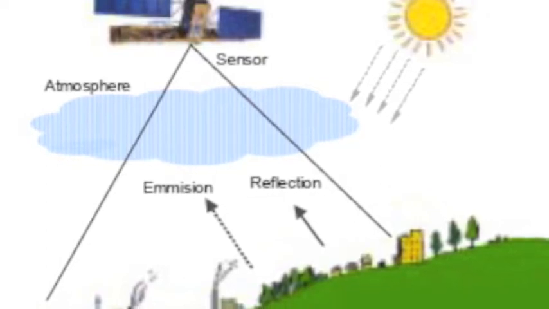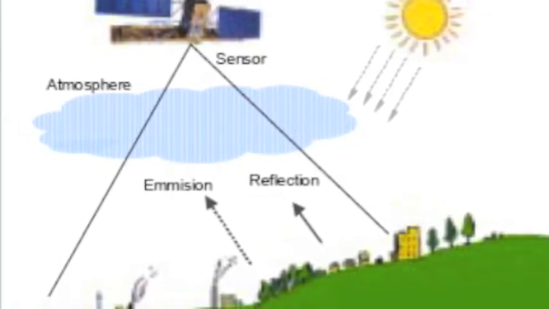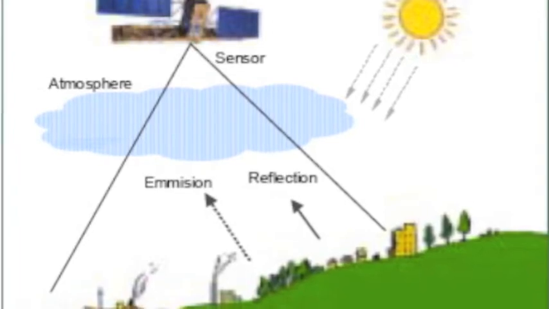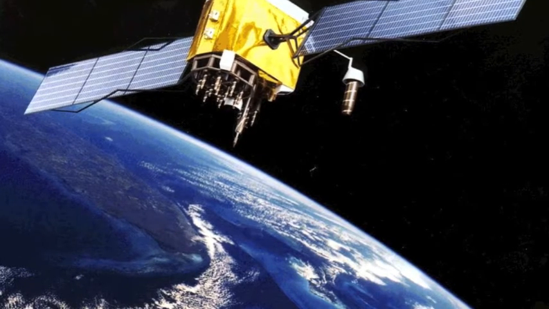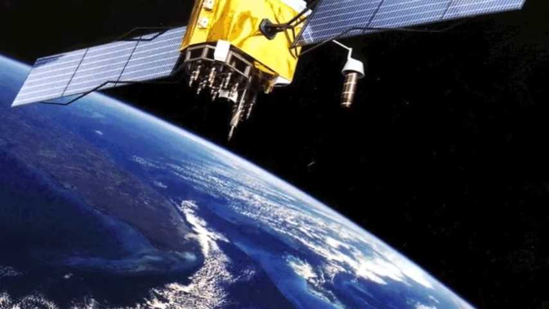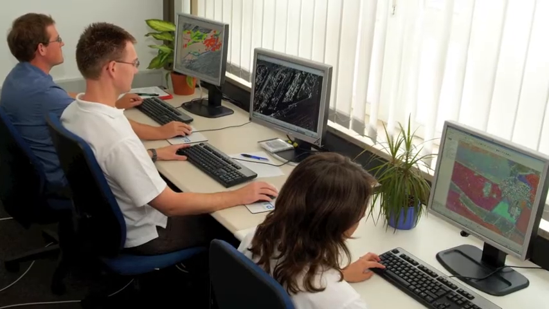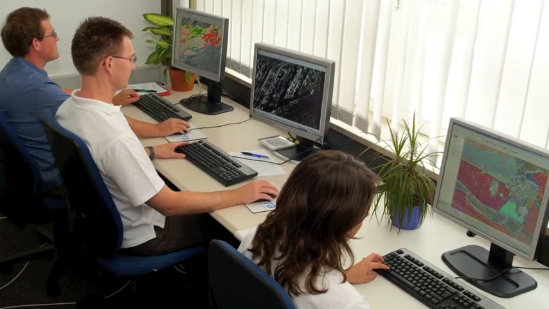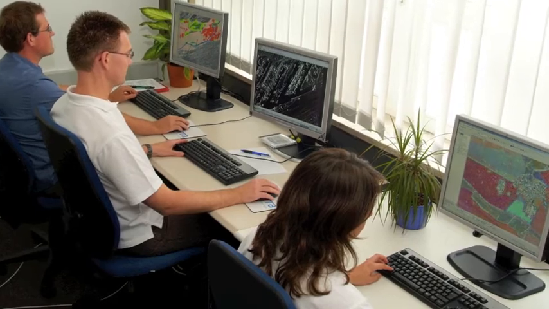Remote sensing can be defined as the science of obtaining information about an object without being in direct contact with it. Basically, a remote sensing analyst uses satellite imagery and complex computer software to manipulate and interpret areas of the Earth's surface.